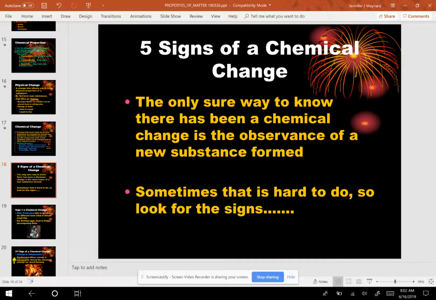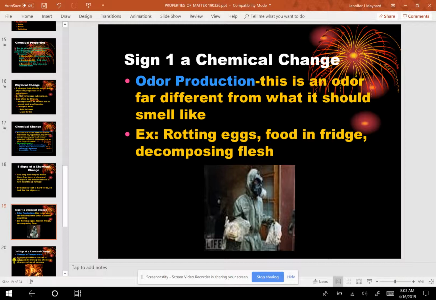So there are some common things that we look for, and you're going to need to know these 5 signs of a chemical change. There are 5 things to look for, and number 1, odor production. Odor is often a sign of a chemical change. This would be an odor far different from what it should smell like.